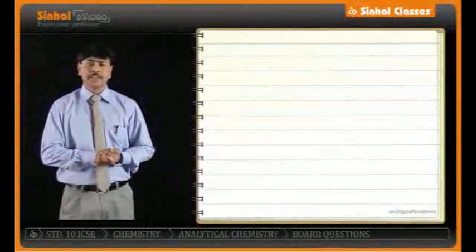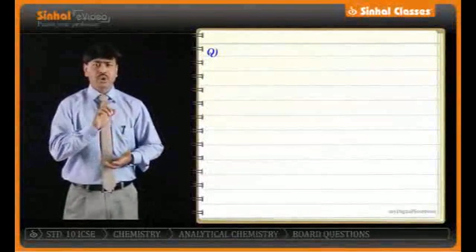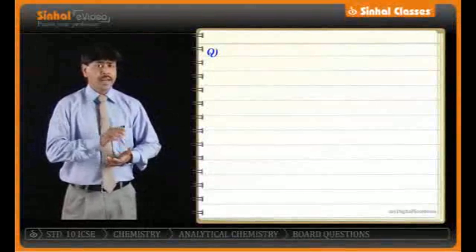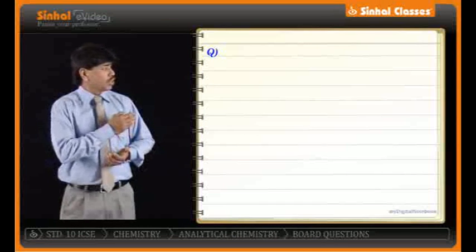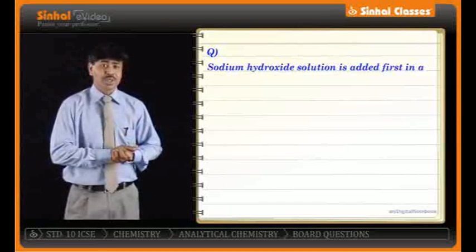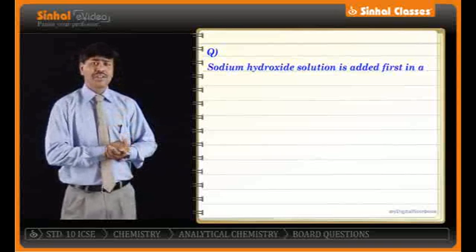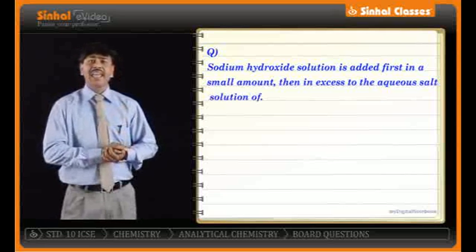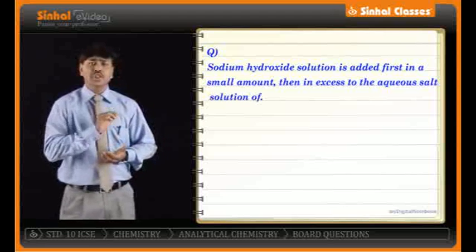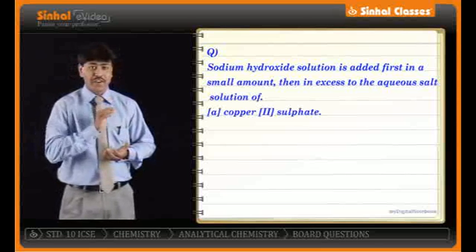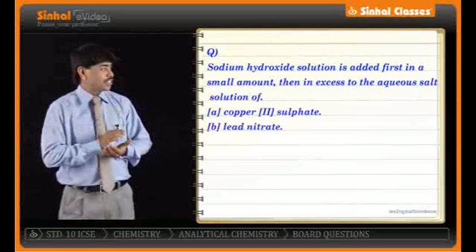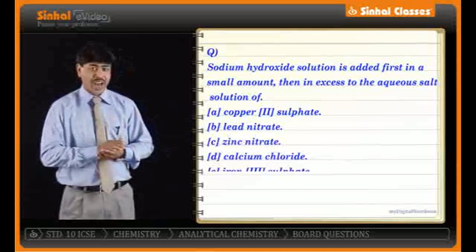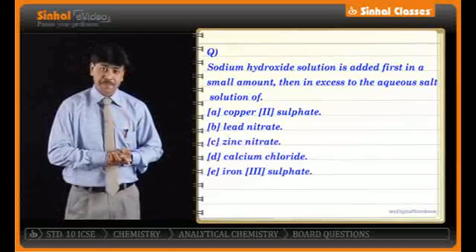Now let us consider certain board questions. This question which we are going to start with was asked in 2004. Let us see what is the question asked. Sodium hydroxide solution is added first in a very small amount and then it is added in excess to certain salts such as copper sulfate, lead nitrate, zinc nitrate, calcium chloride and iron sulfate.